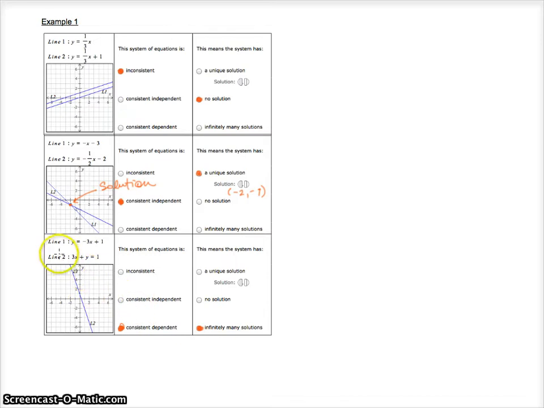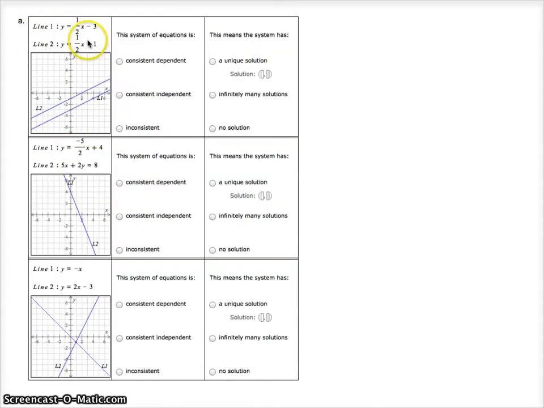Alright guys, so just make sure you look at the lines properly on the graphs, identify the system type, and then identify the solution type. Let's look at one more example. Alright, here we go. I've got three different graphs, so let's look and see which ones they line up to be.